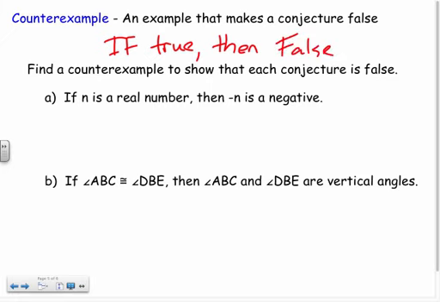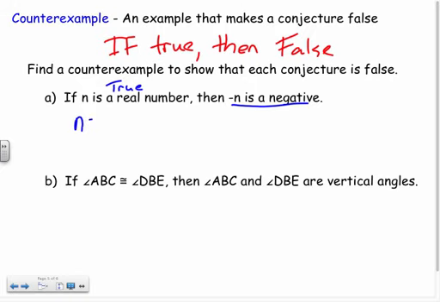So if I look at this first one, if n is a real number, then negative n is a negative. Well, there's probably a lot of numbers I could put in for n to keep that whole thing true, so that there actually is a true conjecture. But what can I put in for n to make this part false, where this part would still be true over here?